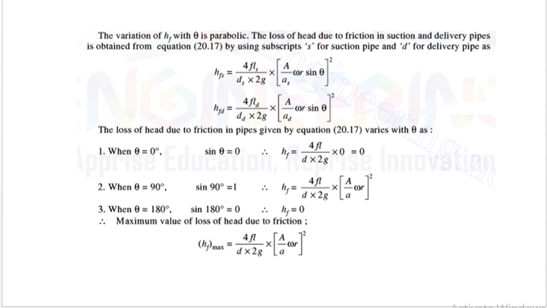At theta is equal to 180 degree, it means at end of any stroke, sin 180 is 0 and hf, that is losses, are also 0. So the maximum value of loss of head due to friction is 4 f L upon 2 d g into capital A by small a omega r whole square, that occurs at theta equal to 90 degree, or when the piston is at the center of the cylinder.